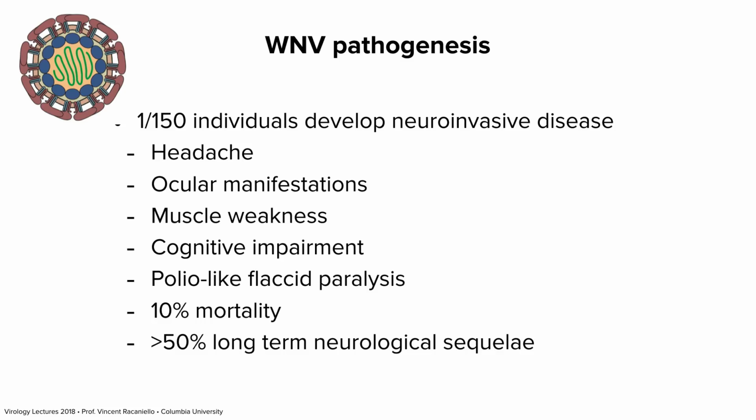A number of people, 1 in 150, get neuroinvasive disease. The virus enters the central nervous system. You get headache, you have eye problems, muscle weakness, you can have cognitive impairments. So these people can have long-term sequelae as a consequence of this, even polio-like flaccid paralysis. And there's 10% mortality associated with this, in particular in elderly people.